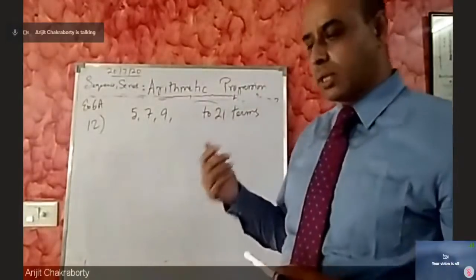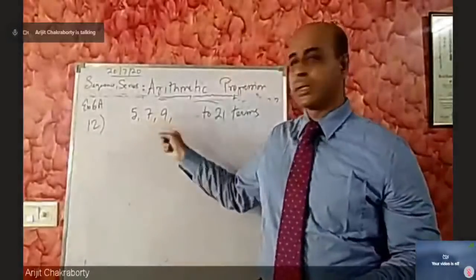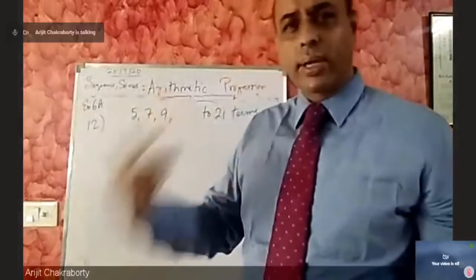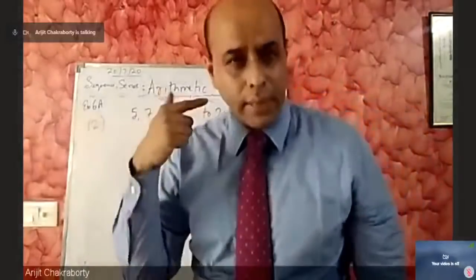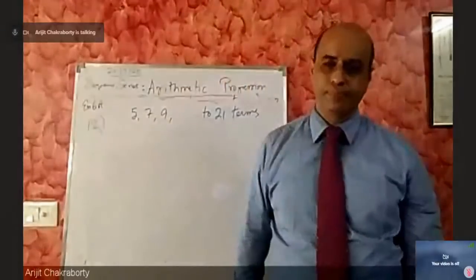What is the last term? That is the last term. 21 terms are there. So 5, 7, 9, 11, 13, 17, 19, 21, 23, 25. It goes on till 21 terms. You have to find the last term.